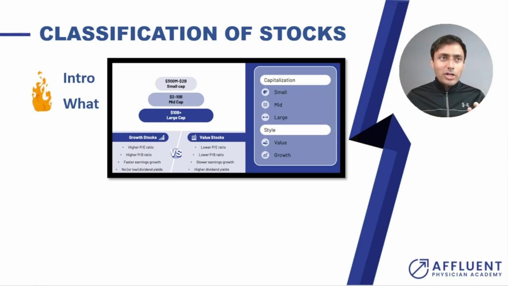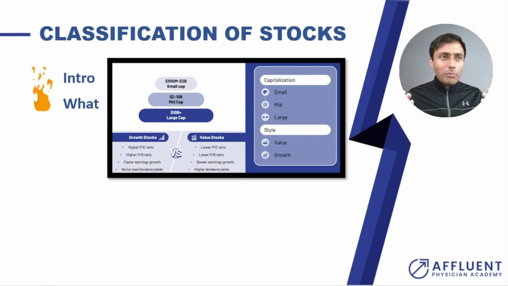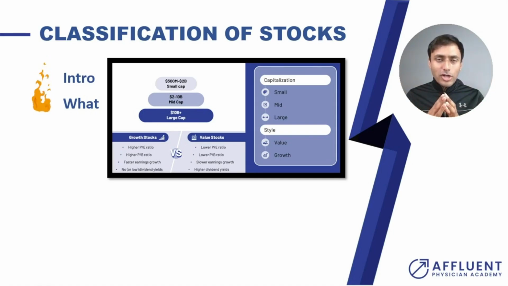The other classification is capitalization, which is based on the valuation. As you can see here, under 3 billion would place it in the small category, and above 10 billion would place it in the large category.